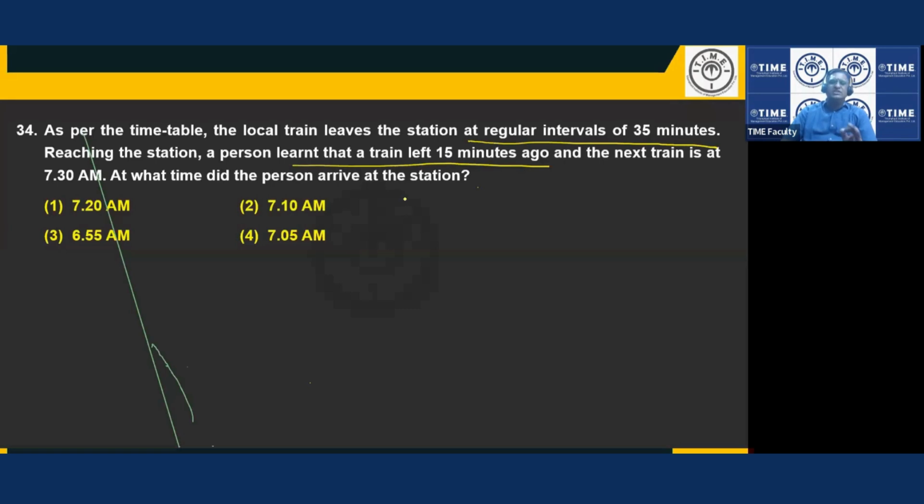Understood? Every 35 minutes a train comes, but already one train left 15 minutes back. That means the next train will come in another 20 minutes. So the next train is at 7:30. After 20 minutes the train will come, at the time 7:30. Here they have given it, we are not saying. The next train is available at 7:30, which is 20 minutes after the present time. So what time did the person arrive at the station? That is, what is the present time? The train comes 20 minutes later, at 7:30. So now the time on your watch is 7:10. Option number 2.